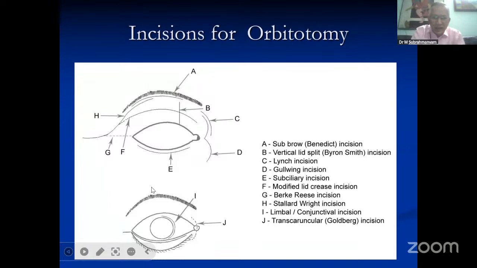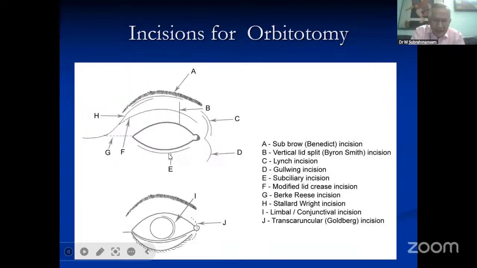So these are the most commonly used incisions for orbitotomy. This is the subciliary incision of Benedict, just below the eyebrow. B is the vertical lid split incision of Byron Smith, which is not a great incision because it leaves a huge vertical scar. Then C is the Lynch incision for the medial peripheral surgical space, and D is the Gullwing incision for the medial peripheral surgical space.